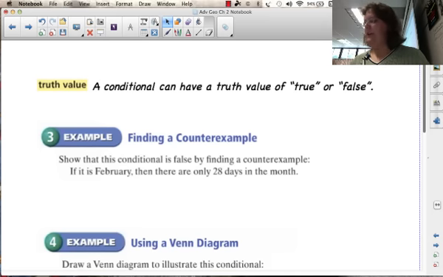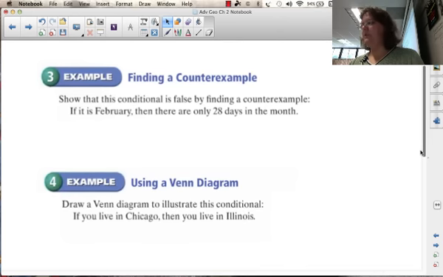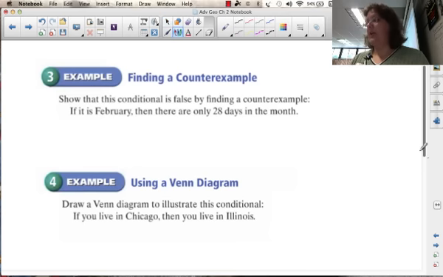Okay. Now, like I mentioned before, a conditional has a truth value, and it can have a truth value either true or false. Show this conditional is false by finding a counterexample. If it is February, there are only 28 days. So all we have to do is figure out a February that doesn't have 28 days, and we can show that this conditional is false. So if we pick any leap year, that would be a counterexample. Any leap year is going to have 29 days.